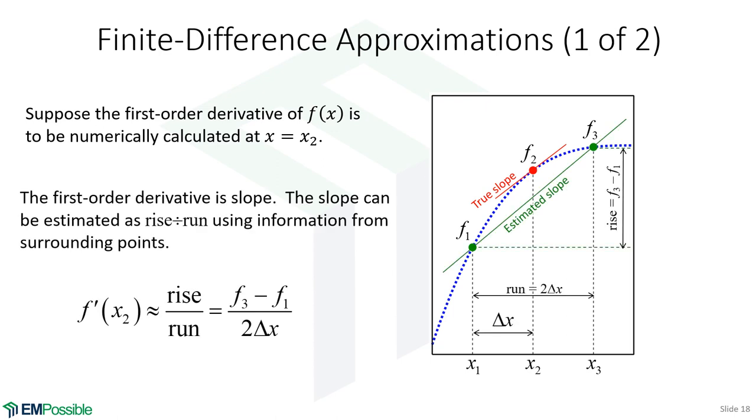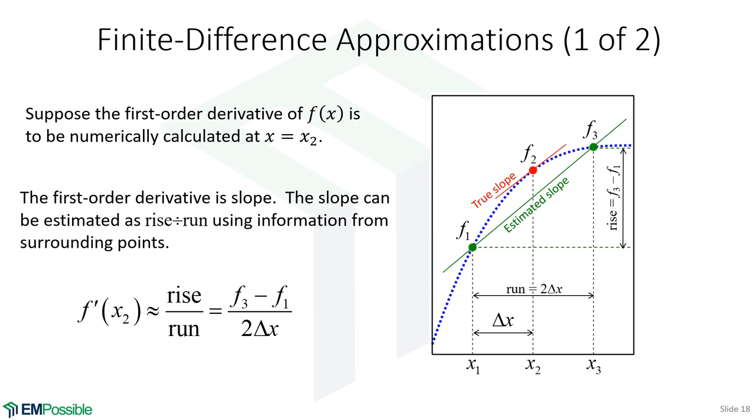Well, slope is rise over run. And so what we're going to do is connect these two endpoints, F1 and F3, with a line. And whatever the slope of this line is will be our approximation for the actual slope. And we can see here, that's actually pretty close. If we look long enough, we might say, all right, it's not exact, but it's actually the best that we can do.